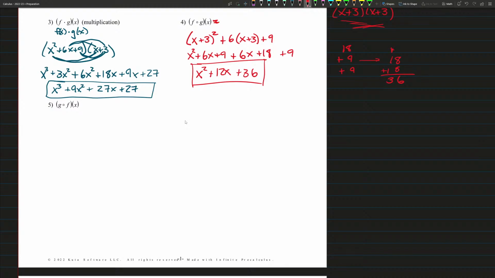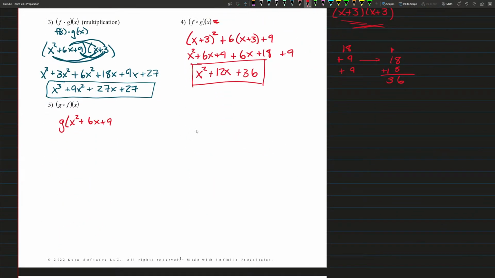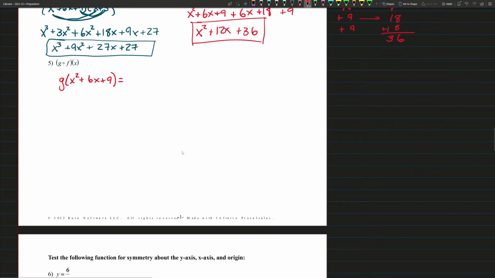G of f of x is now, so I'm going to write this out so I see it. So g of x squared plus 6x plus 9. That's what I had, right? Yep. And g says to take our input and add 3. So this is just x squared plus 6x plus 9 and then plus 3. So we just get x squared plus 6x plus 12.